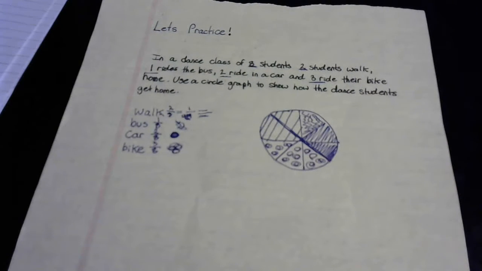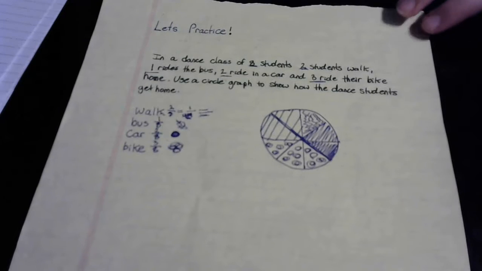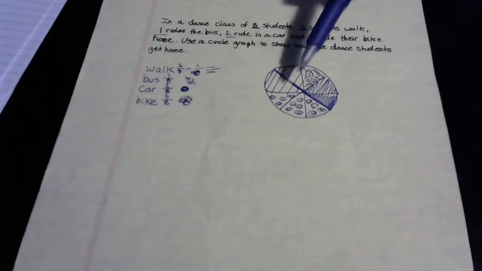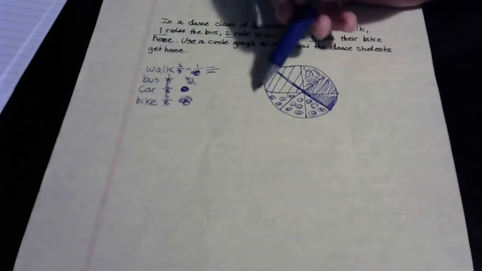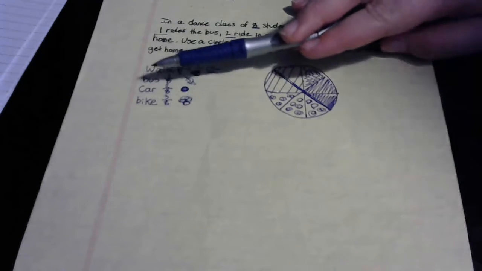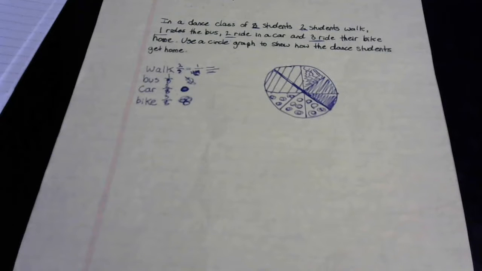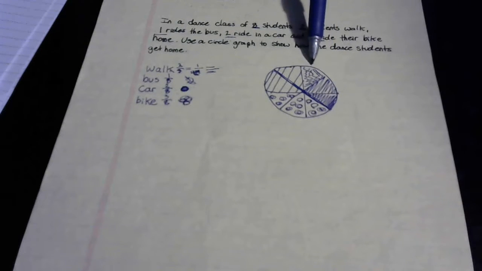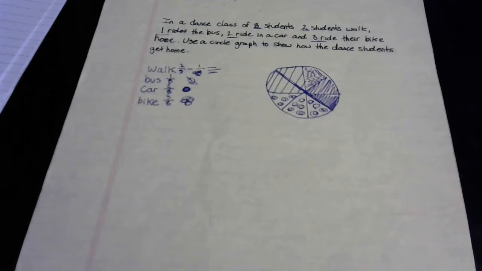So looking at this, what is the most popular way for students to get home? And remember, you have to find the biggest section of the pie. We see that the swirls is the biggest section. We look over here at our table, and that is to bike. What is the least popular way to get home? We look for the smallest section now, and we see that the scribble area is the smallest section, which is the bus, which is 1/8 of the students.